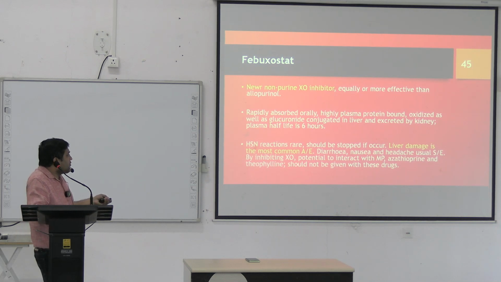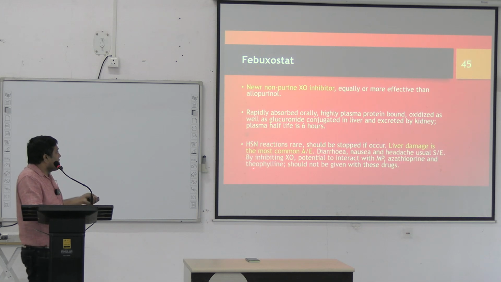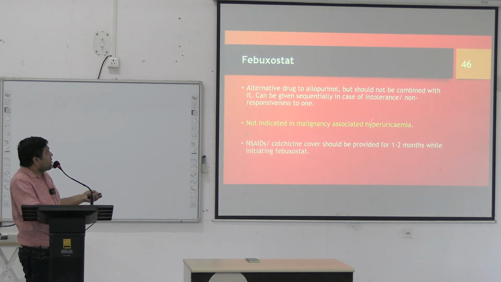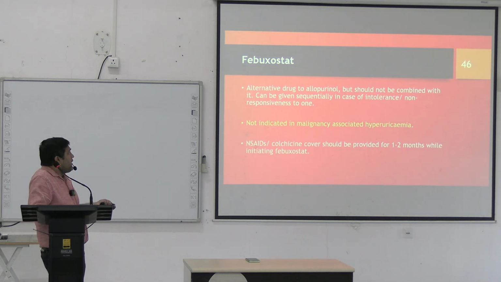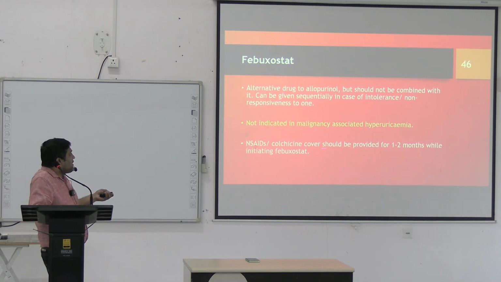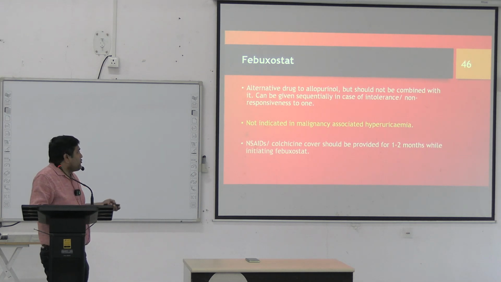By inhibiting xanthine oxidase, it has the potential to interact with mercaptopurine, azathioprine, theophylline, and should not be given with these drugs. It's an alternative drug to allopurinol, but should not be combined with it. In fact, in India we use febuxostat more, but it should not be combined with allopurinol. It can be given sequentially in case of intolerance or non-response to the other drug. Not indicated in malignancy-associated hyperuricemia. NSAID or colchicine cover should be provided for the initial 1 to 2 months while initiating febuxostat.